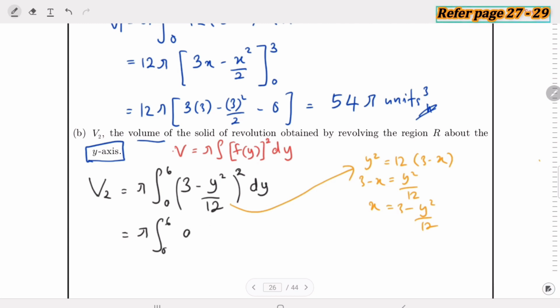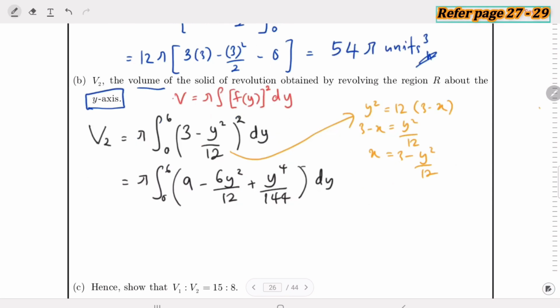So we are getting here (9 minus 6y squared over 12 plus y to the power of 4 over 144) with respect to y. Has the function been simplified? Yes. Okay, so now we are integrating all of them. So pi times (9y minus y to the power of 3 over 6, plus y to the power of 5 over 5 times 144, so it's 720), from 0 to 6.